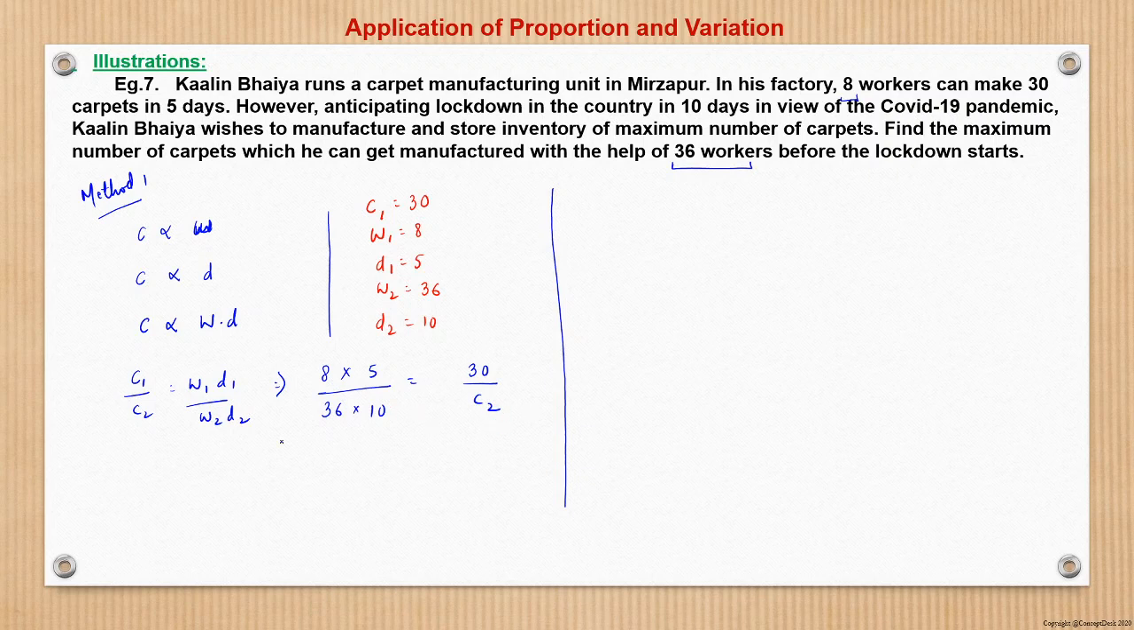So now from here I can say that C2 is nothing but 5 will cancel in this, 6 times. So here C2 is 6 into 36 upon 8, right? So 8 fours are 32, 8 fives are 40, so this becomes 6 fives are 30, 270 carpets. 270 carpets can be produced.